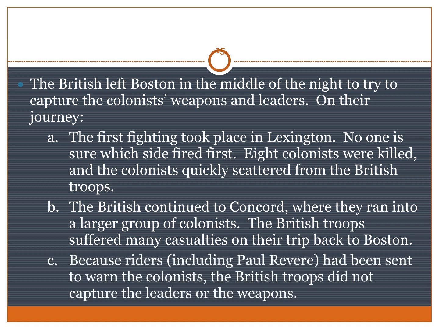There were riders that had been sent out, including Paul Revere, to warn the colonists. So because they had forewarning, the British weren't able to capture any of the leaders of the Sons of Liberty or the weapons that they hoped to get at Concord.